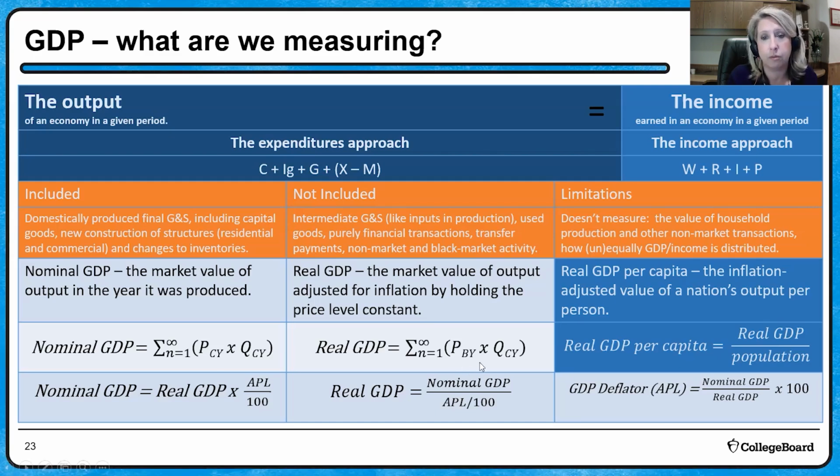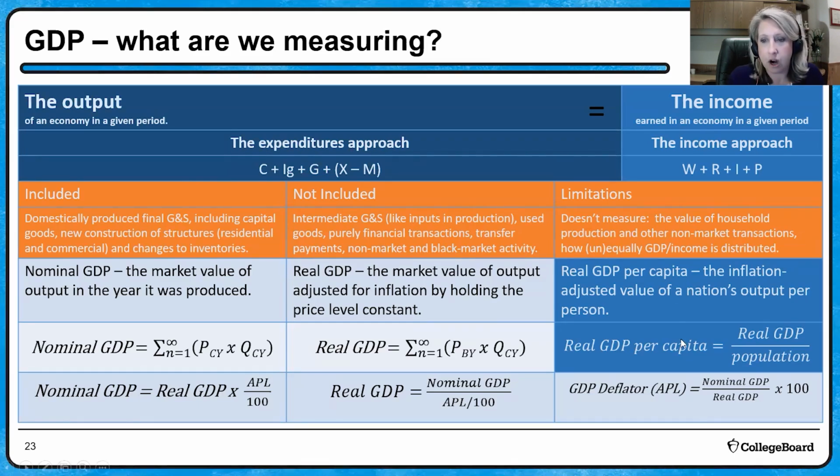We use our base year prices times our current year quantities. So again, think about what we're measuring. When we're measuring real GDP, we're measuring our current output in some constant year dollars. Or if we're given nominal GDP and a price level like the deflator, then we're looking at nominal GDP divided by the price level divided by 100 to derive our real GDP.